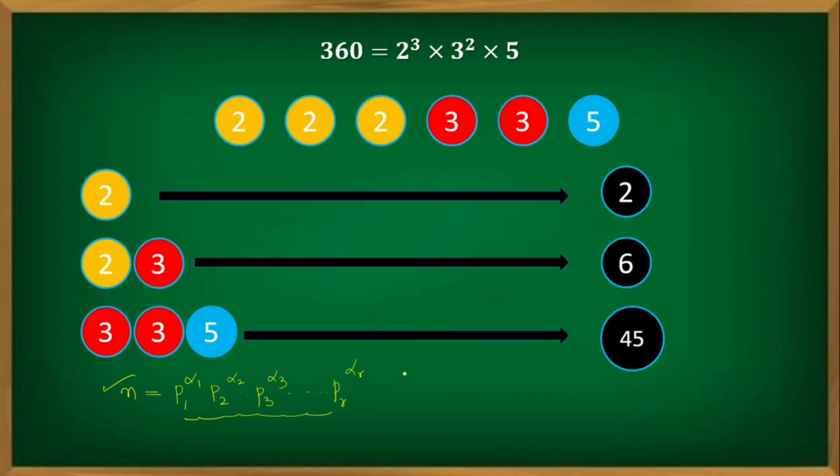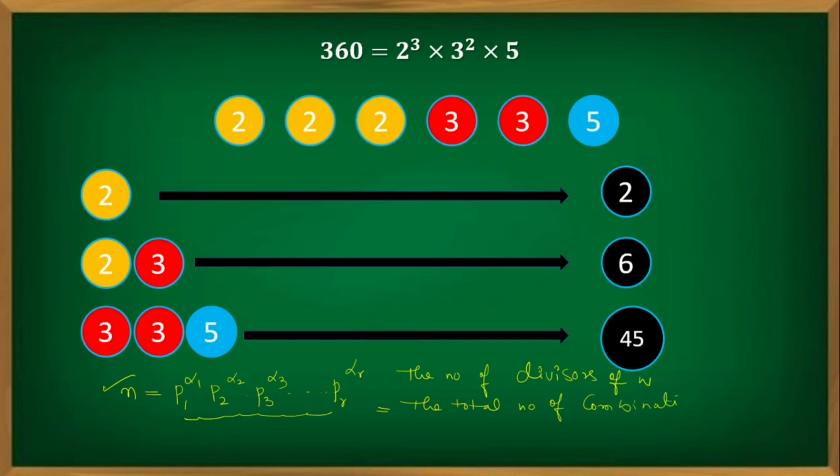Then the number of divisors of n, if I ask you the number of divisors of n. If you want to find the number of divisors of n, it is nothing but the total number of selections, the total number of combinations. We want to find out the total number of combinations.